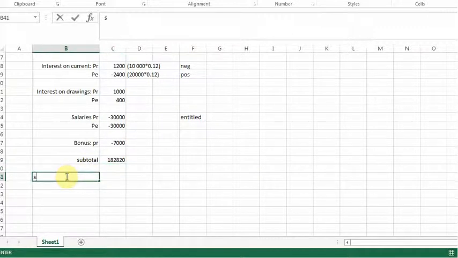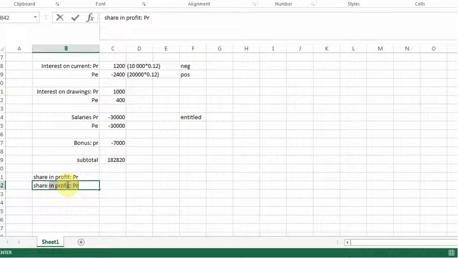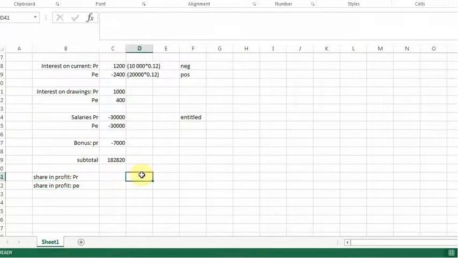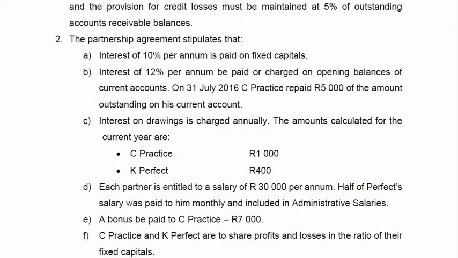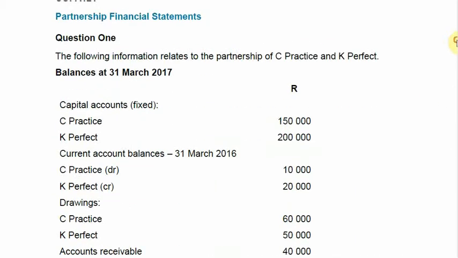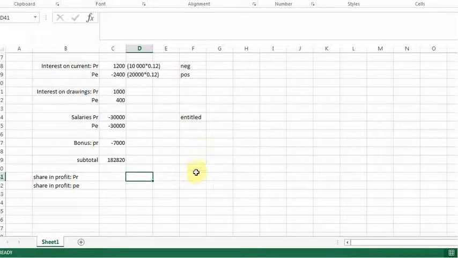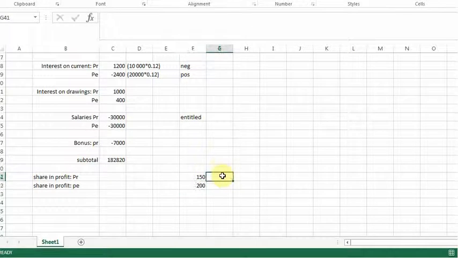What is left for me to do is share the profit. So there will be a share in profit for Practice and a share in profit for Perfect. Now we need to use the capital accounts as the ratio. So the capital accounts was basically 150 to 200. So if I take that ratio, it's 150 to 200, and if I simplify it, it is 3 to 4, which is a total of 7.